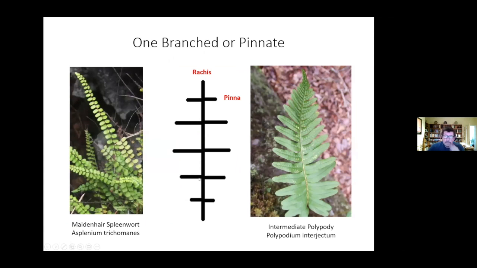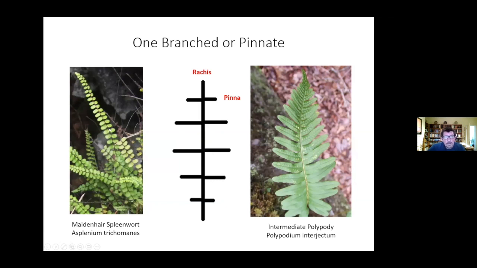They can be divided. Now, this is our rachis again, our midrib, and we have leaflets coming off this in one level of branching. Now these leaflets are called pinna, plural pinnae. So here's a pinna, here's a pinna, here's a pinna, there's a pinna, there's a pinna, there's a pinna, and there's one. So this is one level of branching.